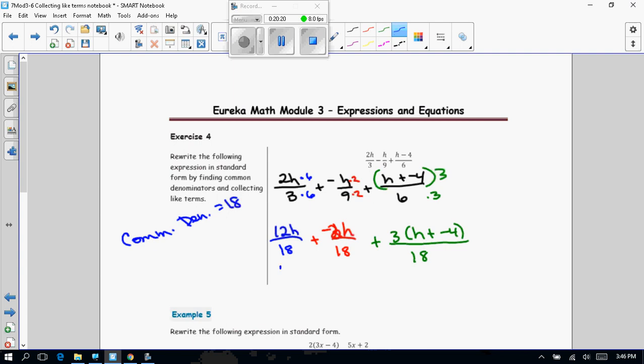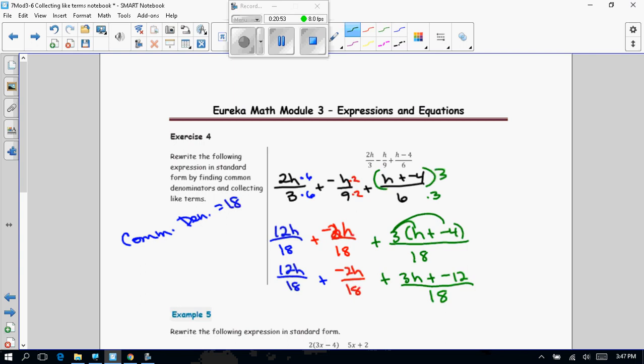So I'm going to rewrite this as 12h over 18 plus negative 2h over 18 plus, now I'm going to distribute, 3h plus negative 12 all over 18. Okay? Well, if you notice, I have 3 h's and a single number. So I'm going to end up with probably 2 terms here. Okay? So I am going to put all of my h's together.